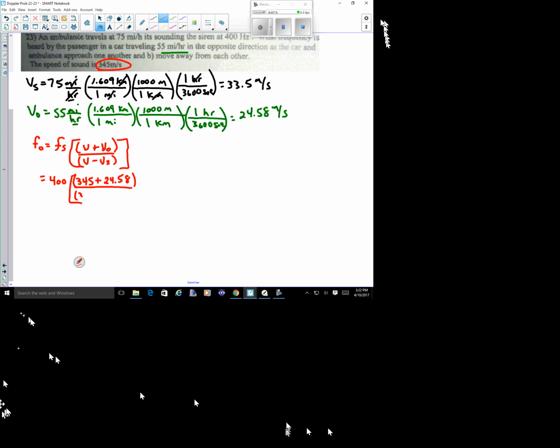Minus, I brought down my negative sign. And it's going to be a positive 33.5 because the ambulance is going towards the observer. Close my brackets out. And so now the frequency that the observer is going to hear when they're coming towards each other ends up being 474 hertz. I need to stop it because my smartboard is locked up again.